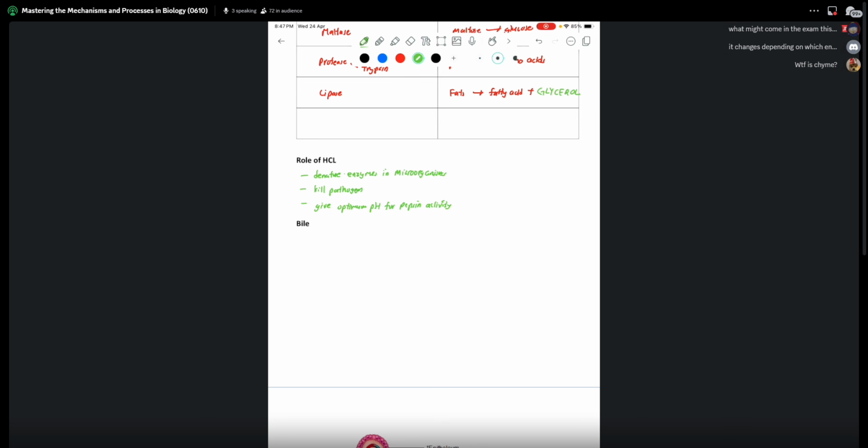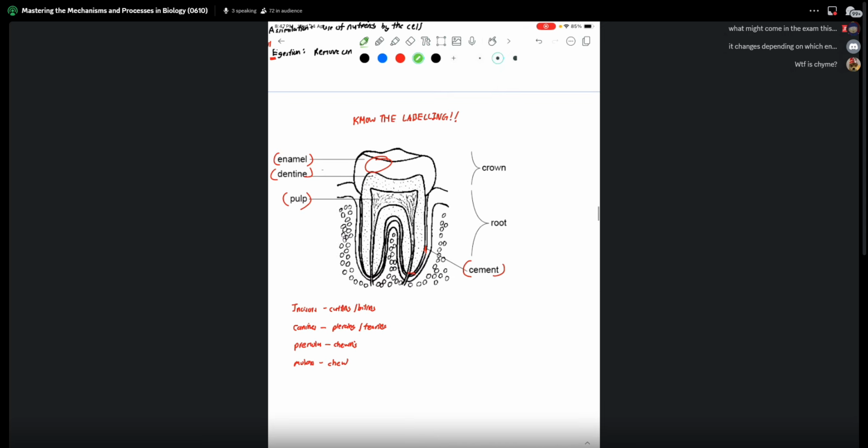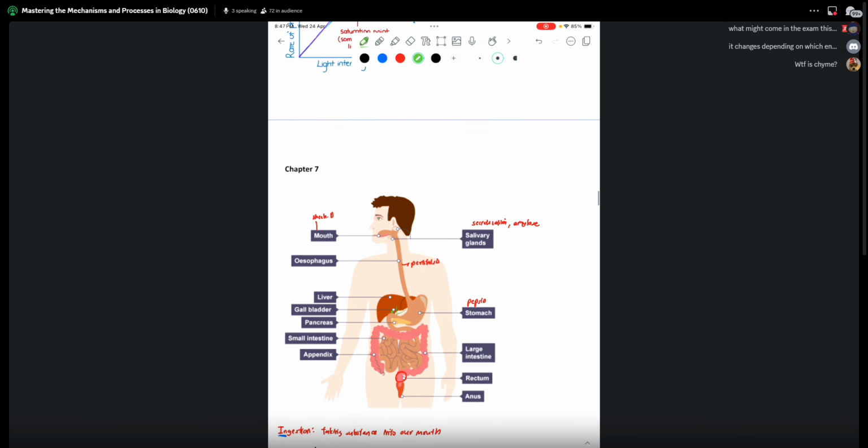Small intestine. Yes, yes, yes. You do not need to know erepsin, by the way. Okay, let me tell you about a few good terms to know.